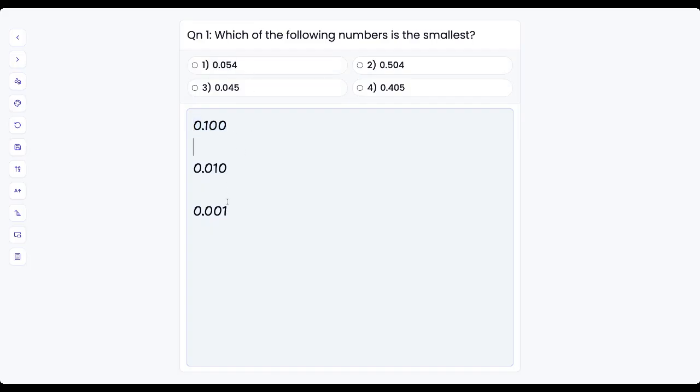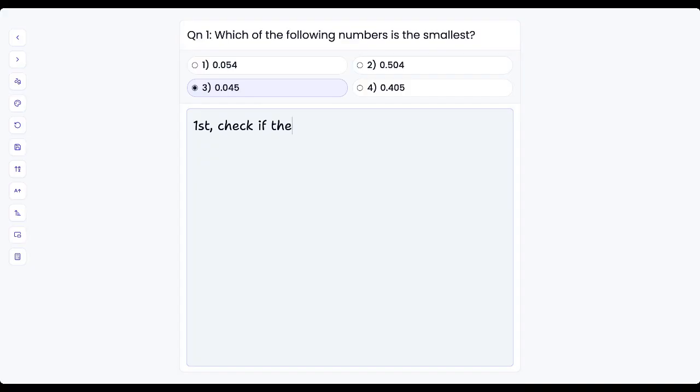Okay, so in this case, we always want to look for if there are more zeros on the left. So we can ignore option 2 and 4, 0.504 and 0.405. Then we go to option number 3, 0.54 and 0.045. Okay, so which one is smaller? The answer to this question should be option number 3, 0.045.